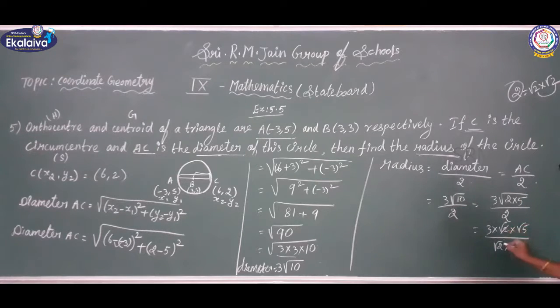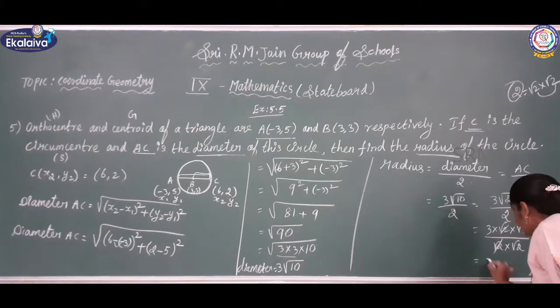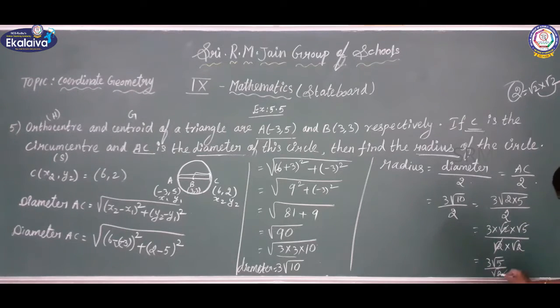Here the 1 root 2 cancel. What is remaining, children? 3 root 5 by root 2. Okay, here also root 5 root 2. So commonly you put it 3 root of 5 by 2 units. So what is the radius, children? Radius equal to 3 root of 5 by 2 units. Is it clear?